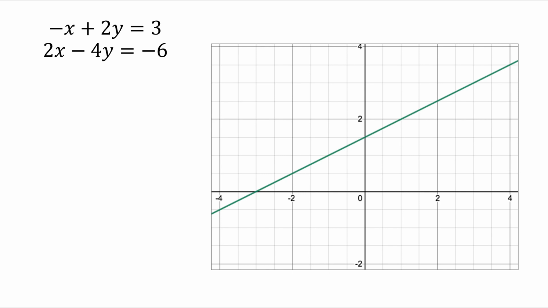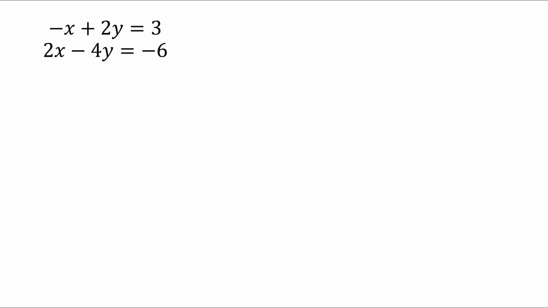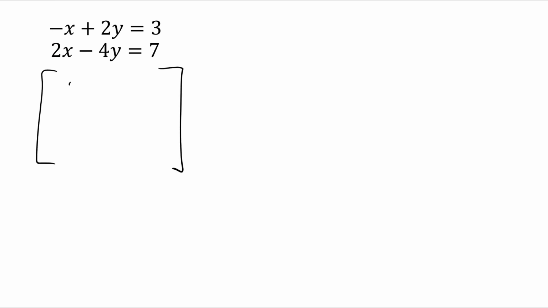So, all right, we have one solution, we have infinite solutions. Let's look at one more type. All right, for our next example, we're going to take the system we just looked at, negative x plus 2y equals 3, 2x minus 4y equals negative 6, and we're going to change just that negative 6 there at the end to a 7. So we'll keep everything else the same, but this will be our new system. All right, so same thing as before. We're going to write this as an augmented matrix.